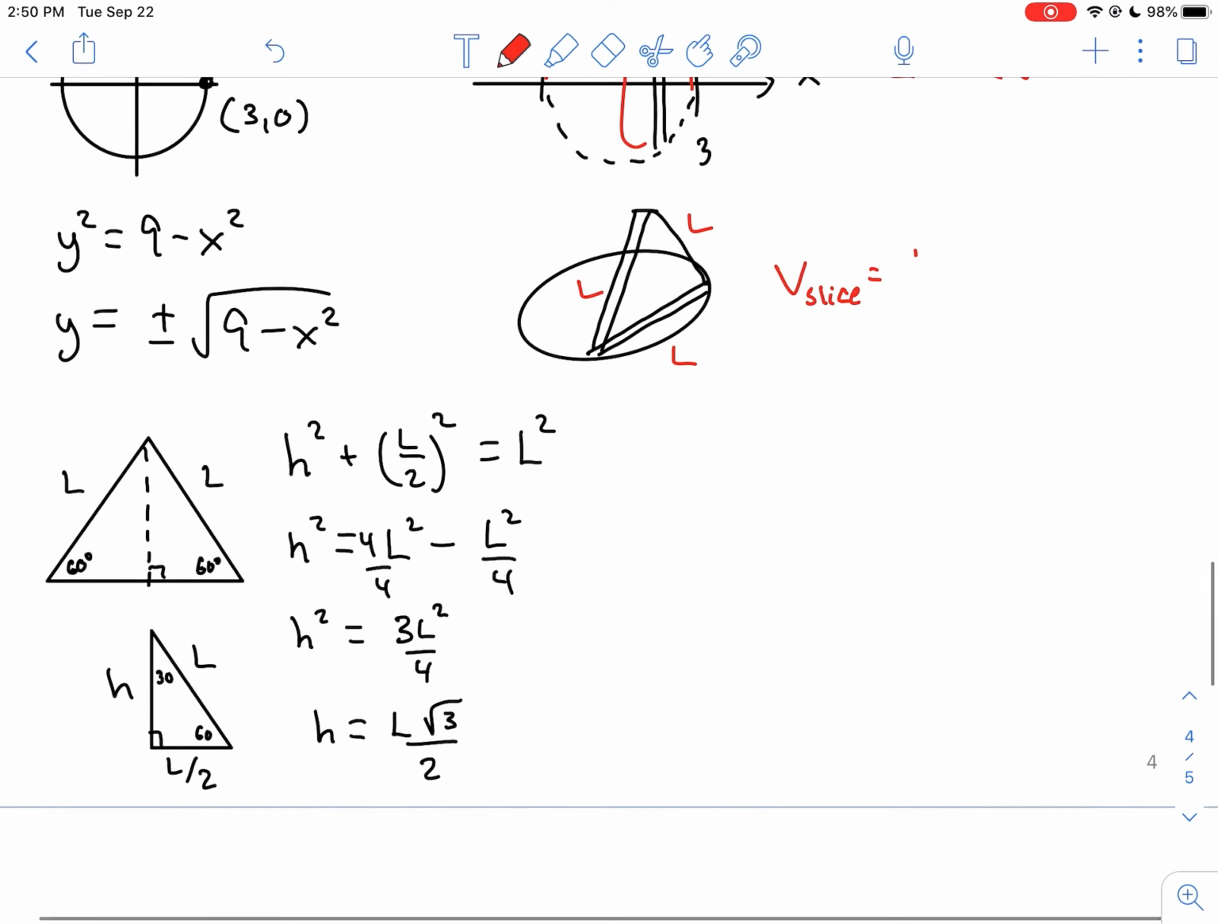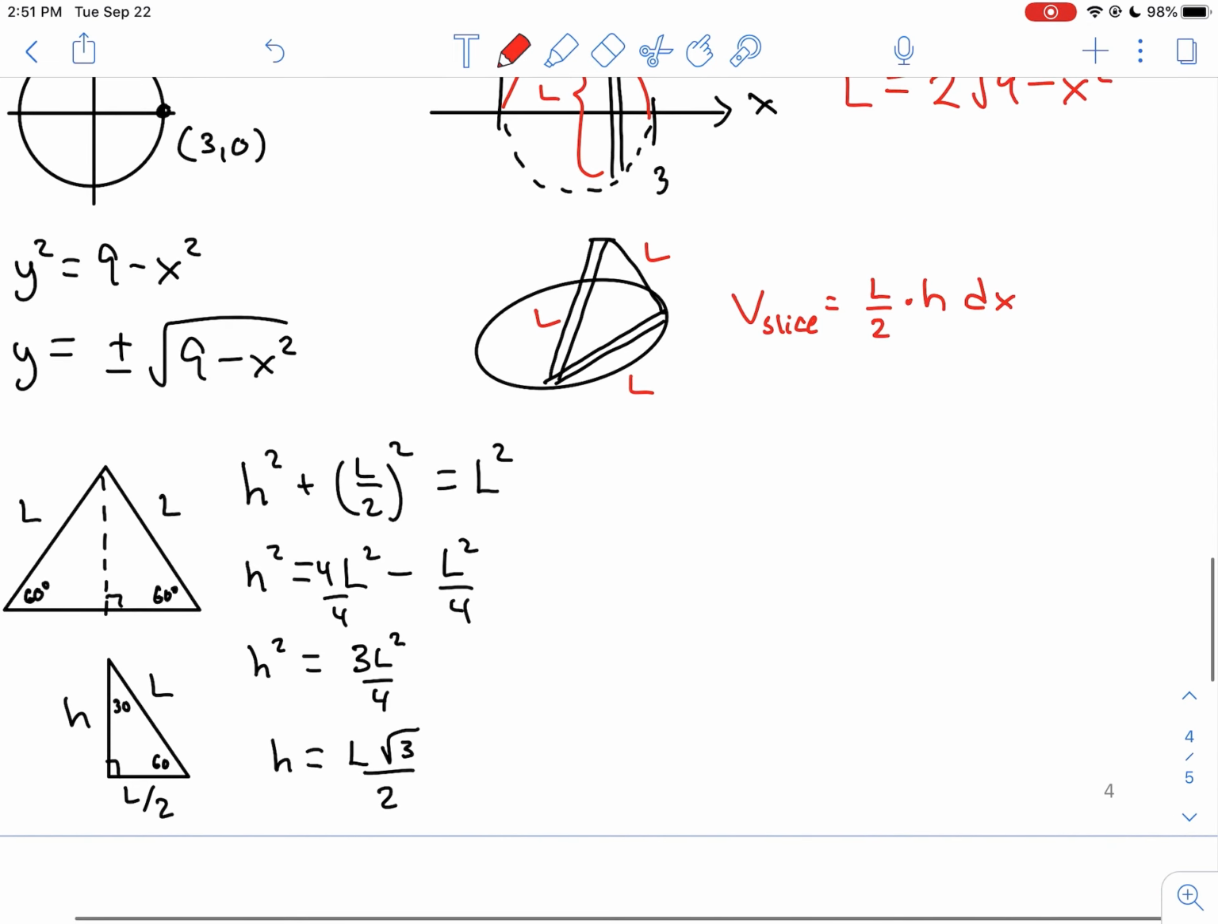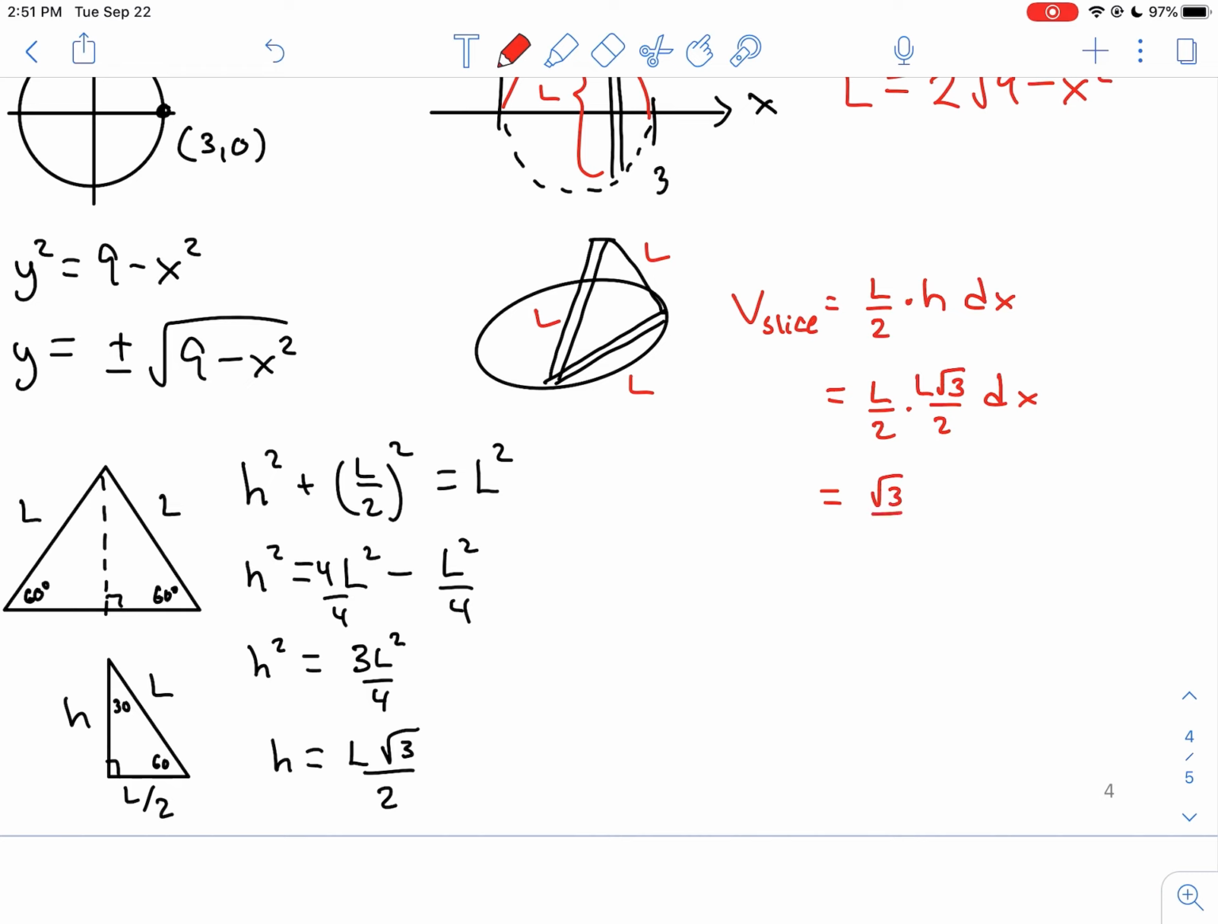So we get L halves times H will be the area of the equilateral triangle, and then times the thickness dx. Now I want to express this though as a function of x. I don't want these other letters L and H, but I can first change H into terms of L, right, because we determined that H is L times radical 3 over 2. So I could say that in the end this is radical 3 over 4 times L squared times dx.